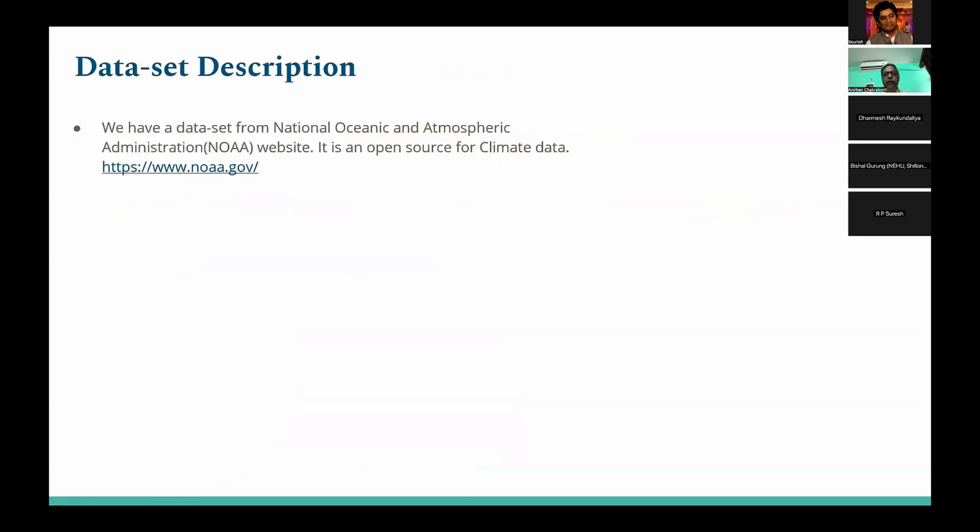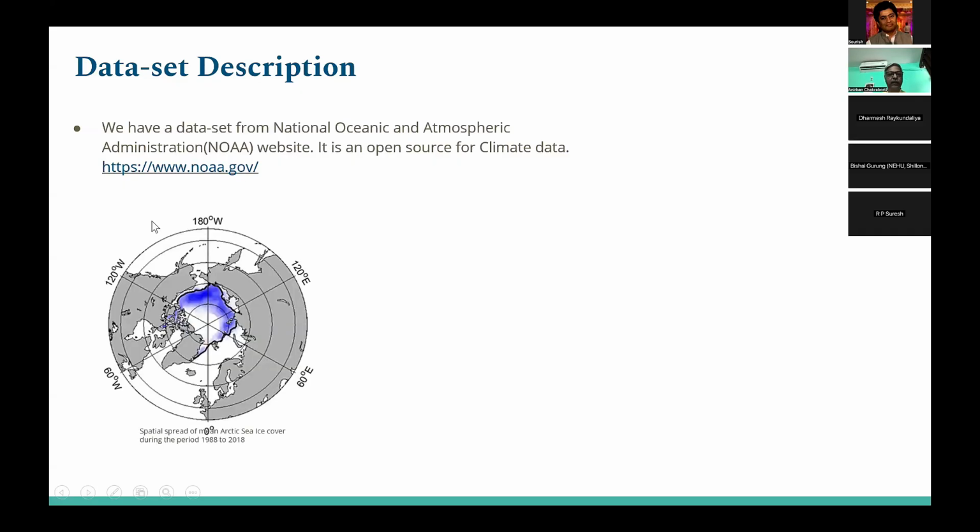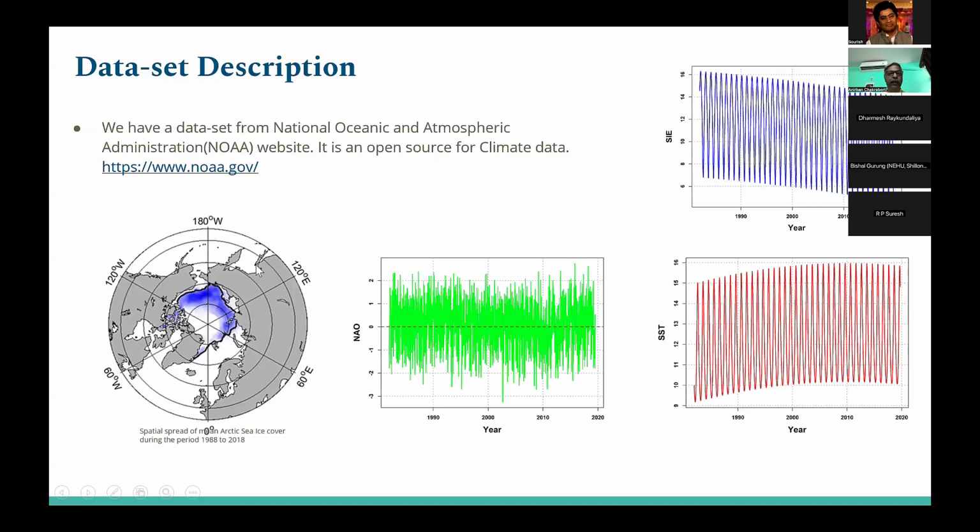So the type of data that we have used are all available in the public domain. We have a data set from the National Oceanic and Atmospheric Administration website, which is called NOAA, and it gives you different types of variables, including the sea ice extent, which you see as the pattern in blue, the North Atlantic Oscillation, which we have plotted in green, and the sea surface temperature, which is in red. So you see that there are seasonal patterns, but also there are long-term trends.